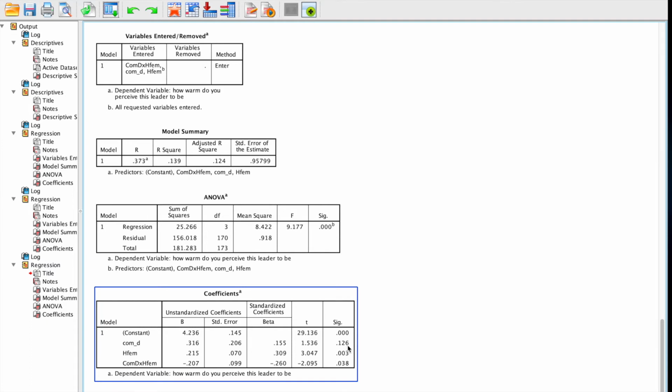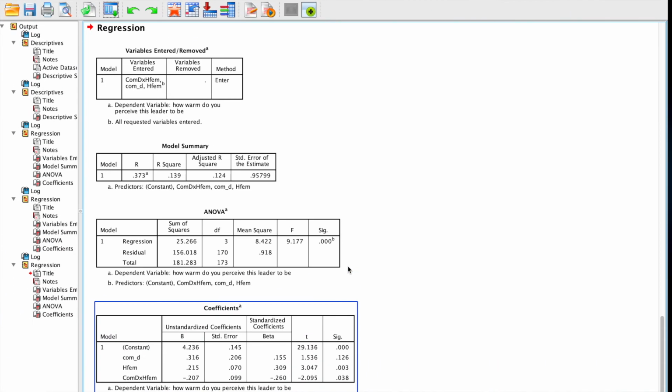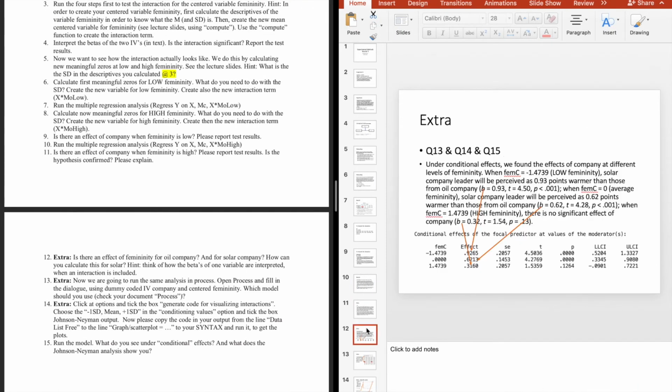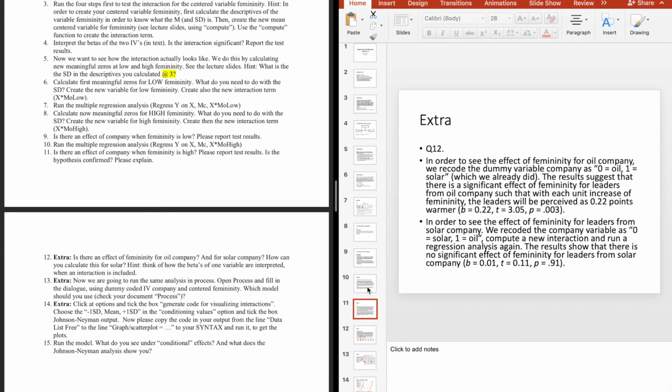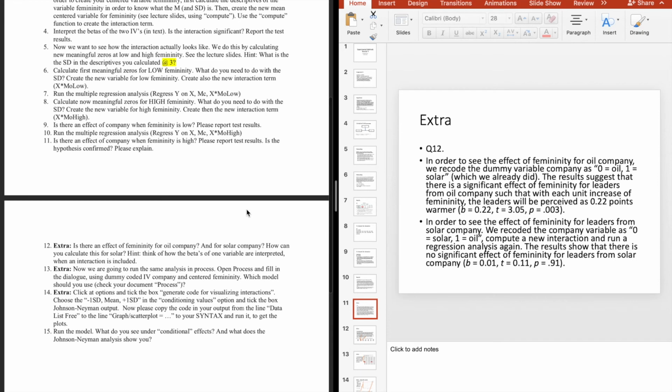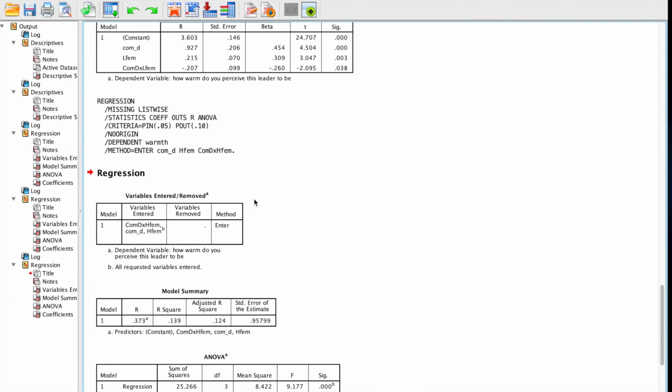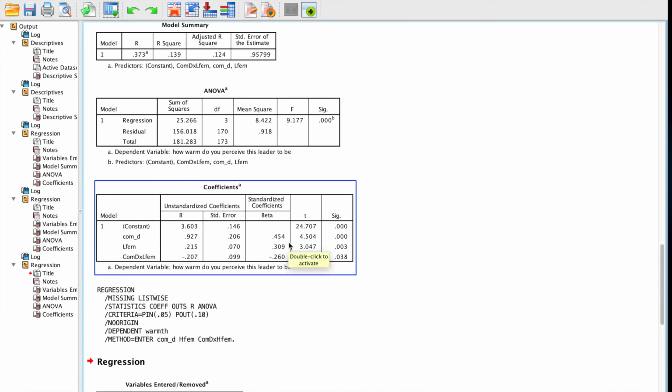Okay, now you can see the significance level changed for company, and these two stay the same, but for the significance level of company dummy, it changed. And how can we interpret this difference when there are low level and high level? Okay. So if you look at the regression for a low level of femininity, you can see here.